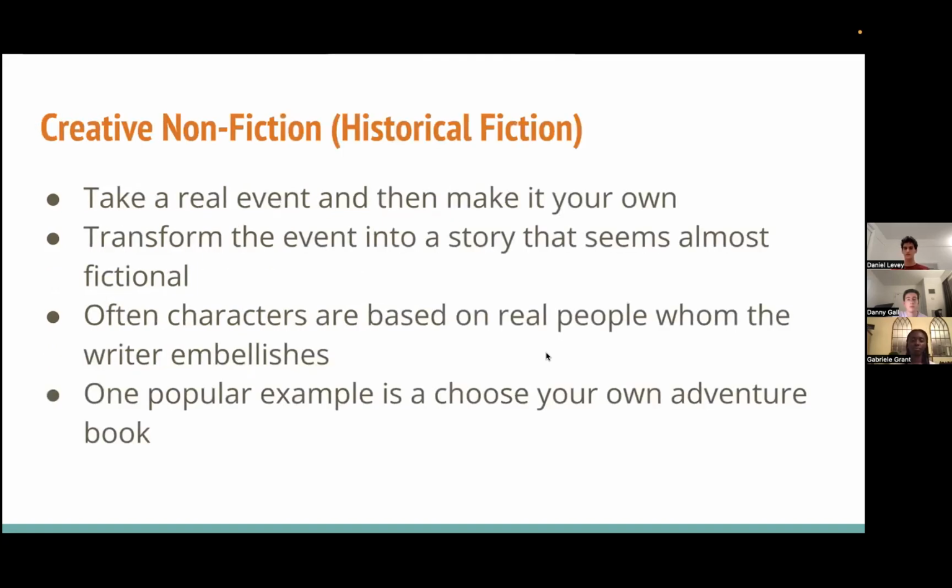So another popular type of creative writing is called creative nonfiction or historical fiction. In this genre, you can take a real event and then make it your own by transforming it into an event which seems almost fictional. Often, the characters you create will be based on real people, but you get to embellish them or change their personas. In this literary genre, the plot takes place in the past.